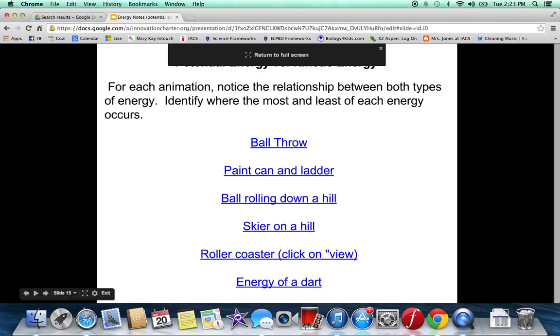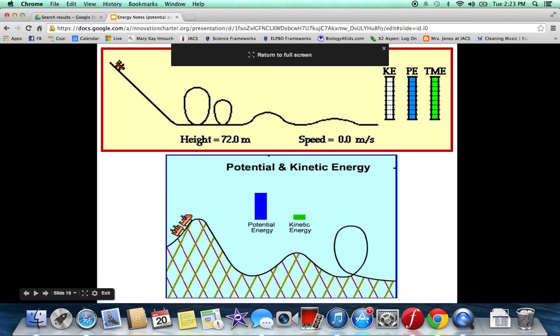Now, we look at the potential energy and the kinetic energy of the person on the roller coaster. We can see different points where the potential energy is at its highest, up here on the top of the hill, and at its lowest on the bottom of the hill.